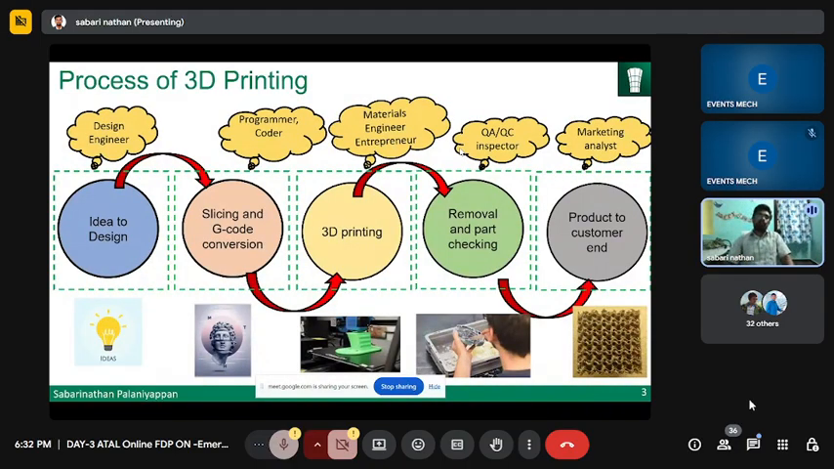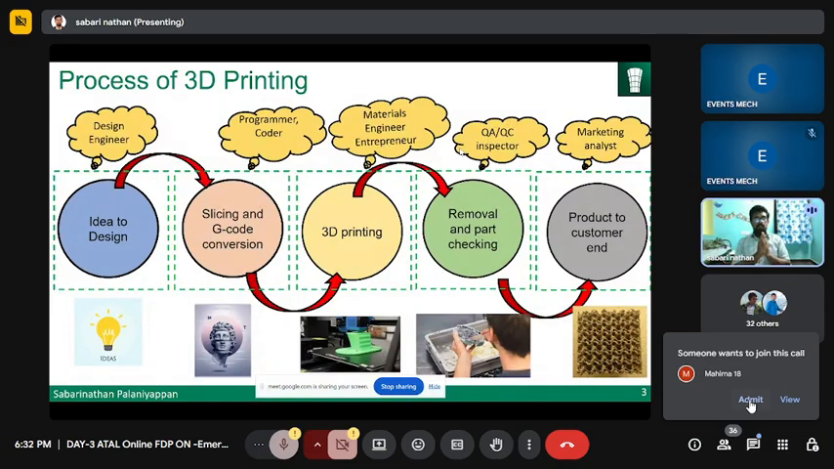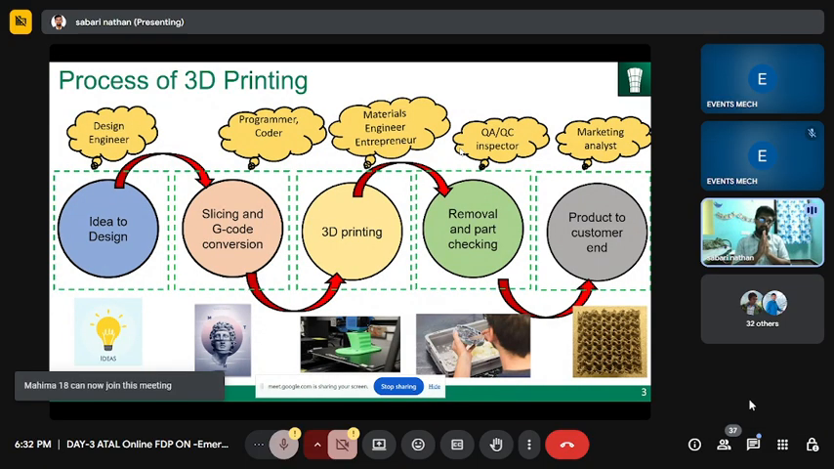So, coming to the process of 3D printing, everyone knows about the 3D printing steps. These are the simplest steps which you follow in the 3D printing process. You should be aware of each step, because if you have a design in your mind, your idea needs to be converted into a design.